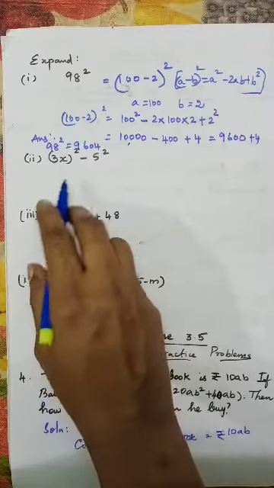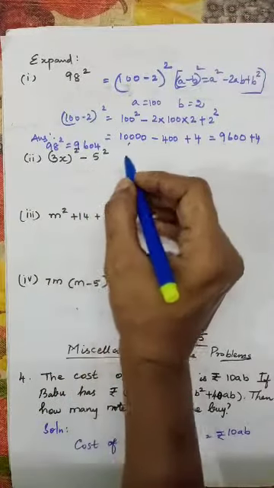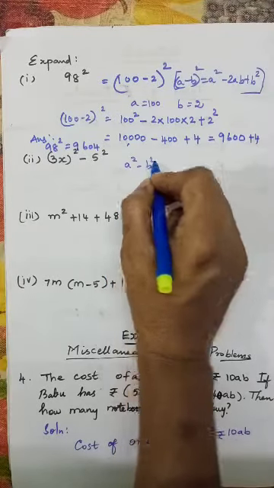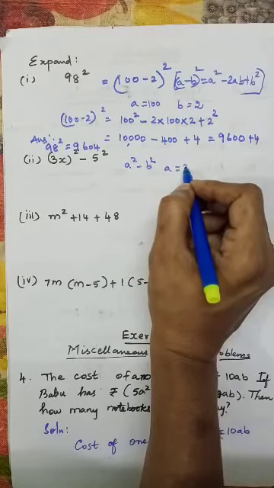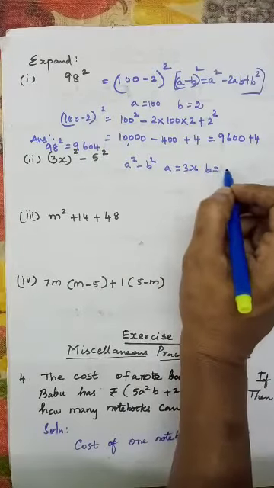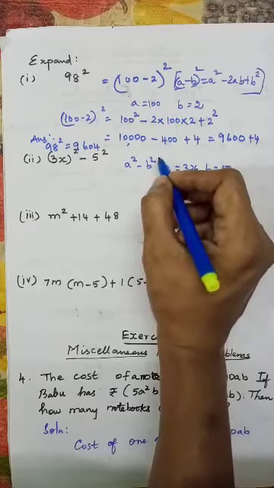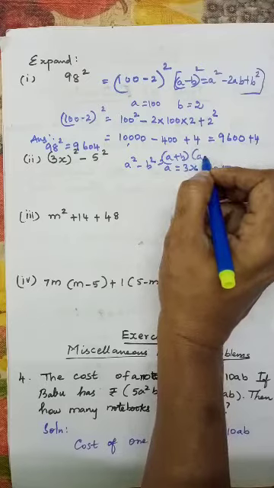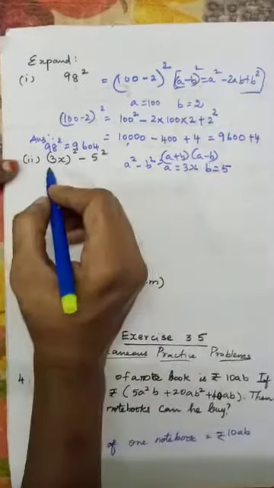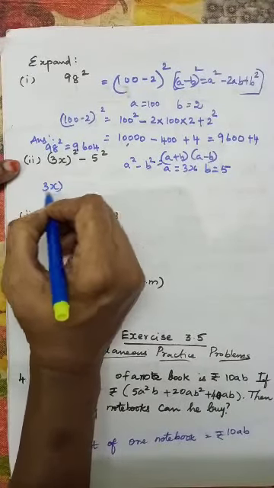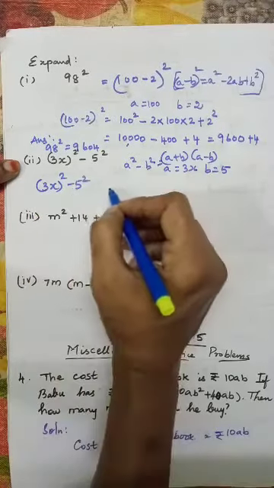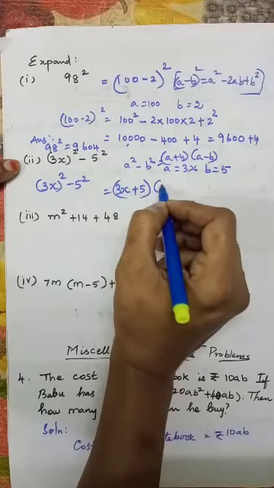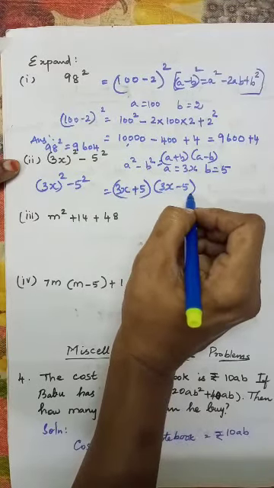The next sum, 3x the whole square minus 5 square. Here which formula can you use? Yes, a square minus b square. Here a is equal to 3x. B is equal to 5. A square minus b square is a plus b into a minus b. Now we can substitute in the formula. 3x the whole square minus 5 square is equal to a plus b into a minus b.